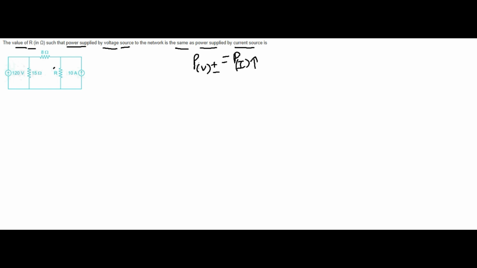So look at this one. Let me just mark some nodes, because the node is very important. I draw the circuit once again. This is plus and this is minus. Then I make another resistor, parallel to the voltage source. This is 120 volts, right?